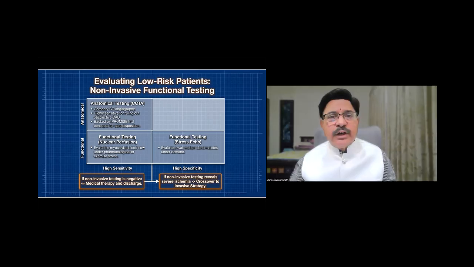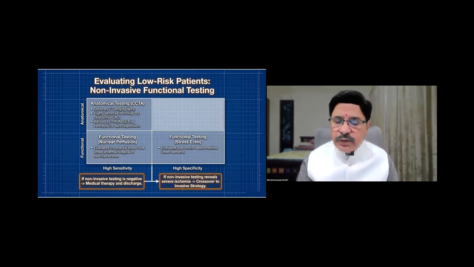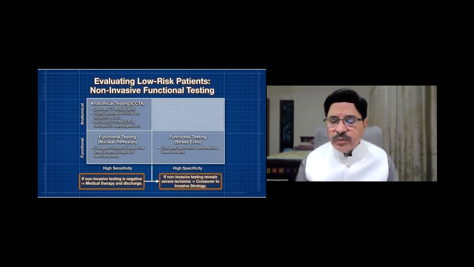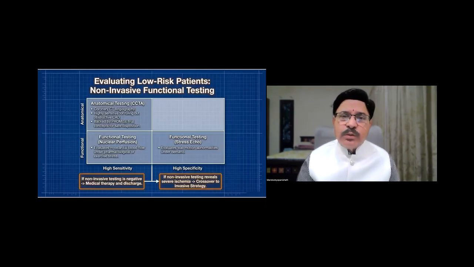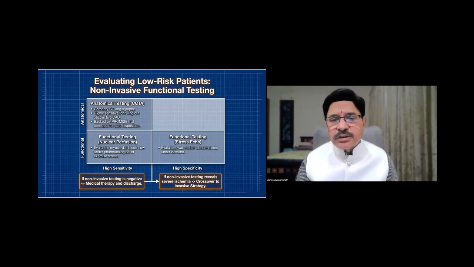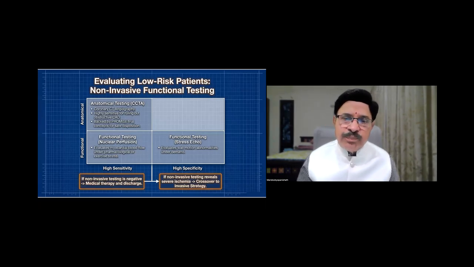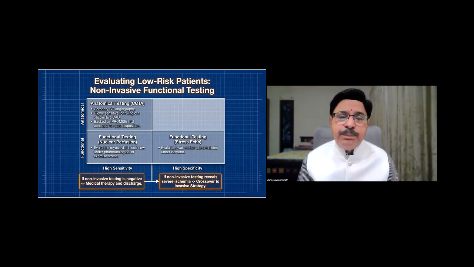Now, for this patient, non-invasive functional testing, for the green channel fellow, whom I have not done the angiogram, I'm going to do the functional testing. What are the functional tests? Stress echo to confirm, nuclear perfusion to exclude. This is called the myocardial perfusion index, MPI, which will be calculated using a nuclear method.